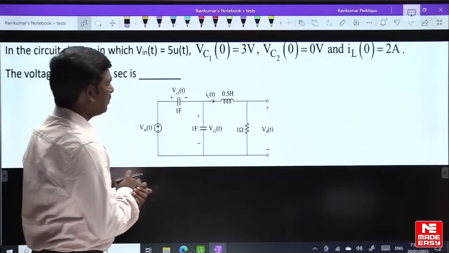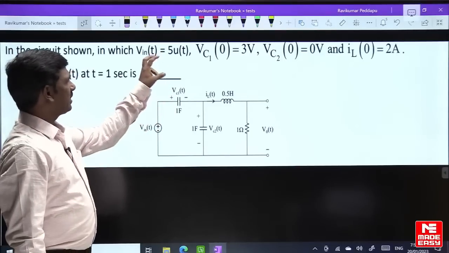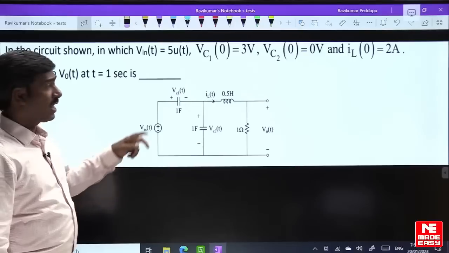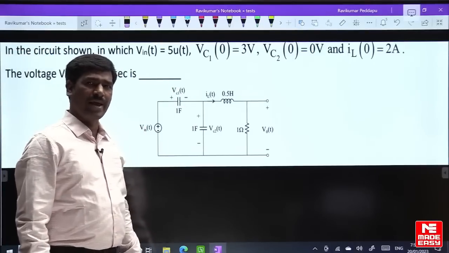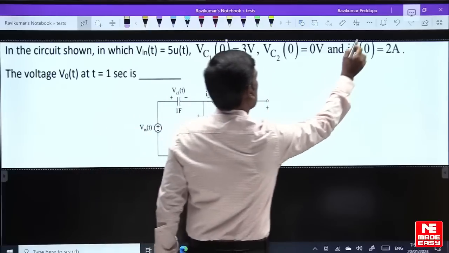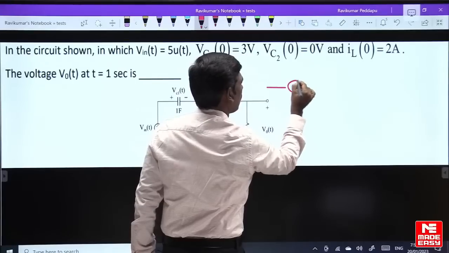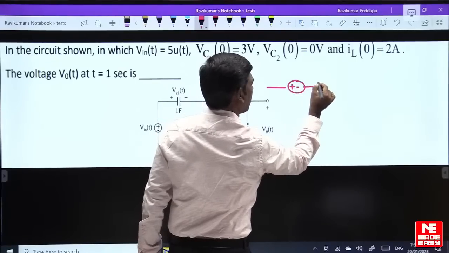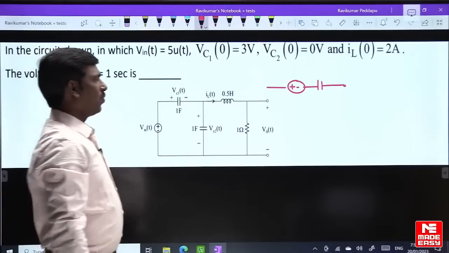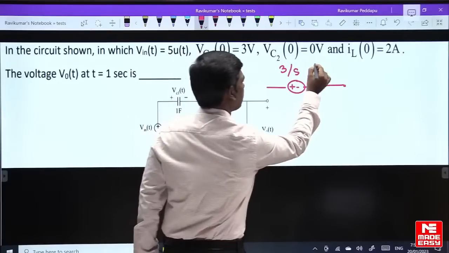So now start the discussion. Vc1 of 0 minus is equal to 3 volts, Vc2 of 0 minus is equal to 0 volts, and IL of 0 minus is equal to 2 amperes. How to replace the capacitor? In the Laplace transform, the capacitor is replaced by a voltage source in series with a capacitor. The voltage source value is 3 by S, and this is 1 by S.